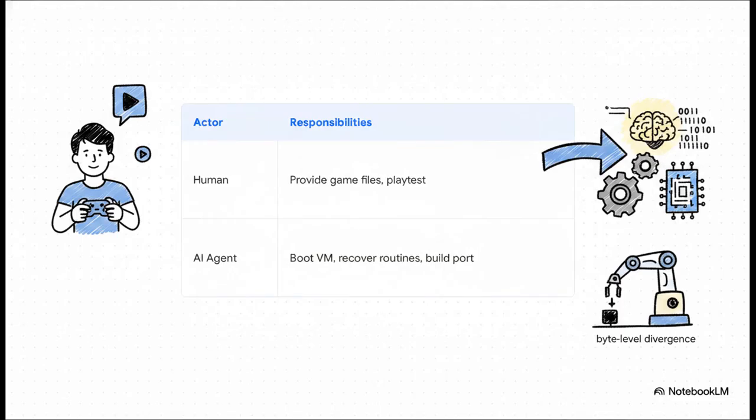What's really funny here is just looking at the sheer imbalance of labor on this setup. The human's job is basically just providing the legally owned game files, maybe playing a quick round to record an input demo, and then just sitting back to playtest. That's it. Meanwhile, the AI agent is handling literally all the heavy lifting. It's booting the virtual machine, probing the memory, finding boundaries, recording regression proofs, recovering routines, and fixing any byte-level divergence. It's basically the ultimate digital lab assistant.